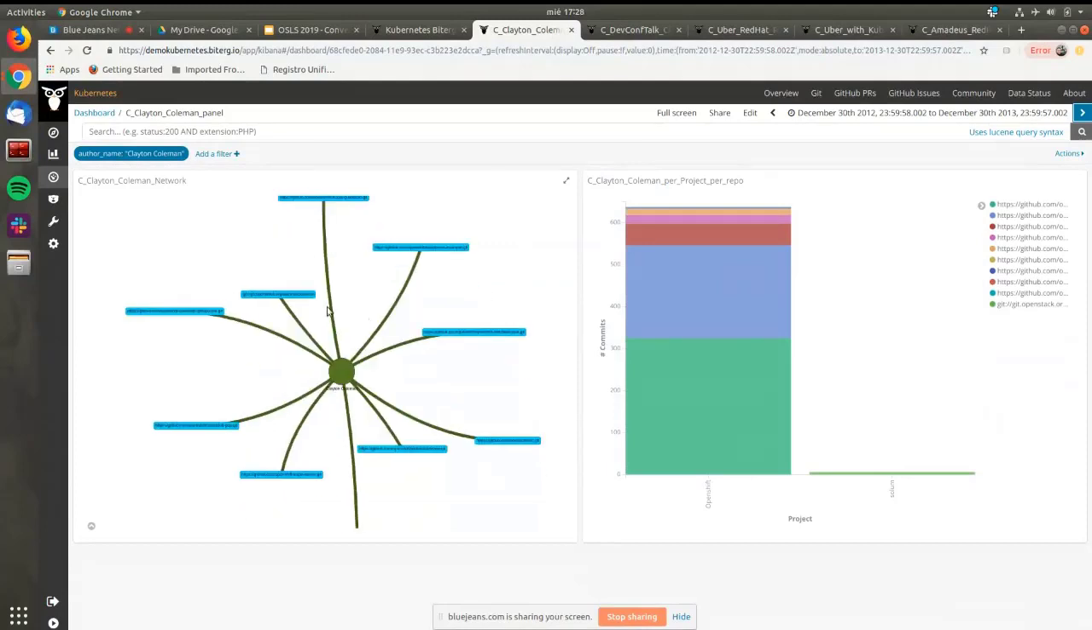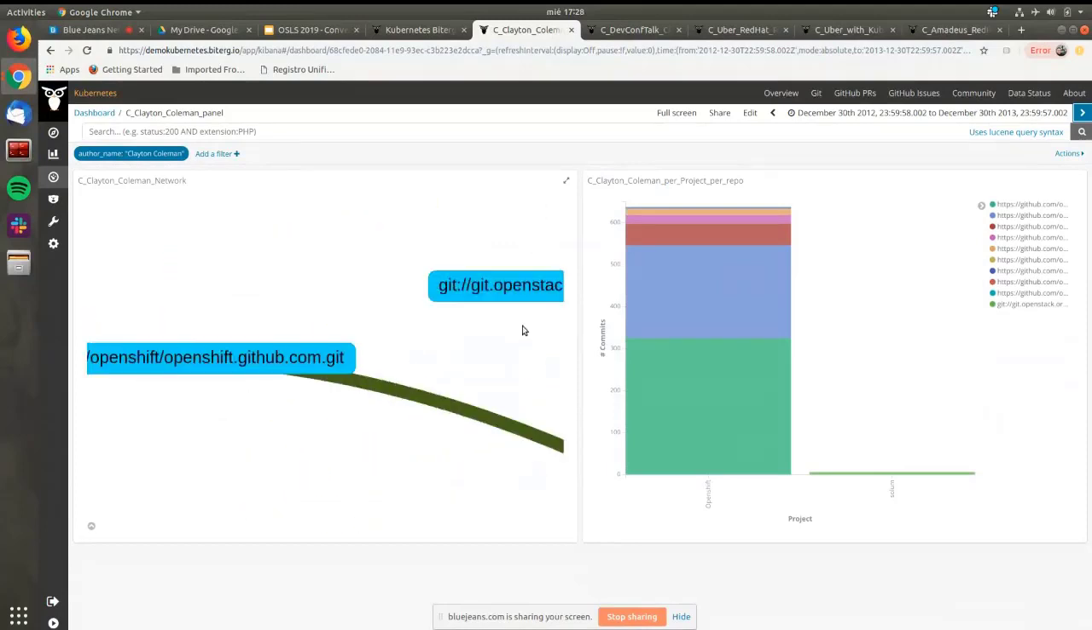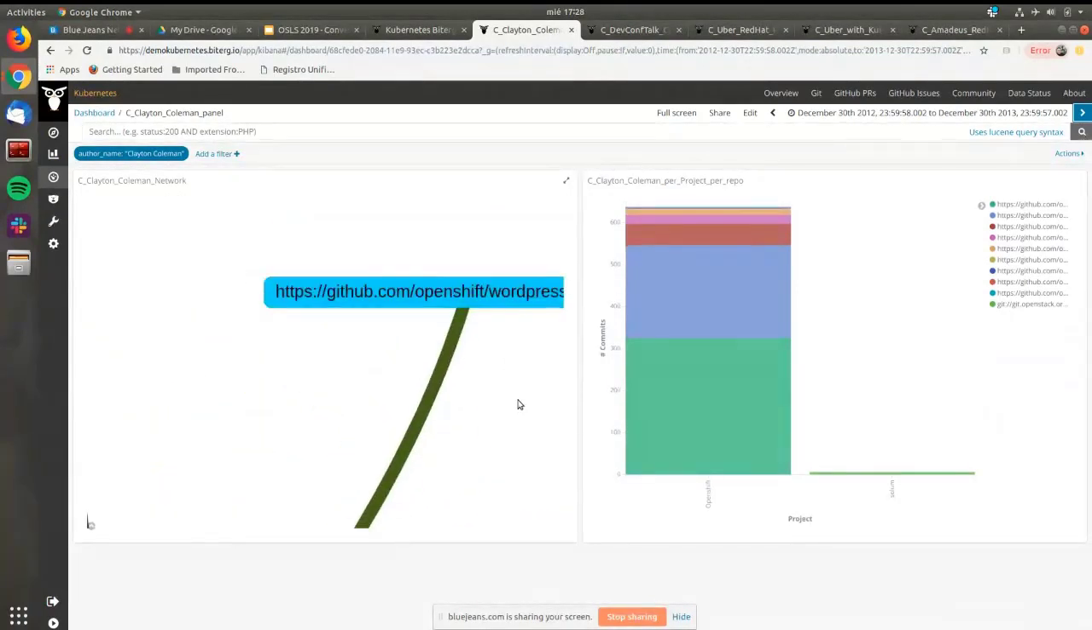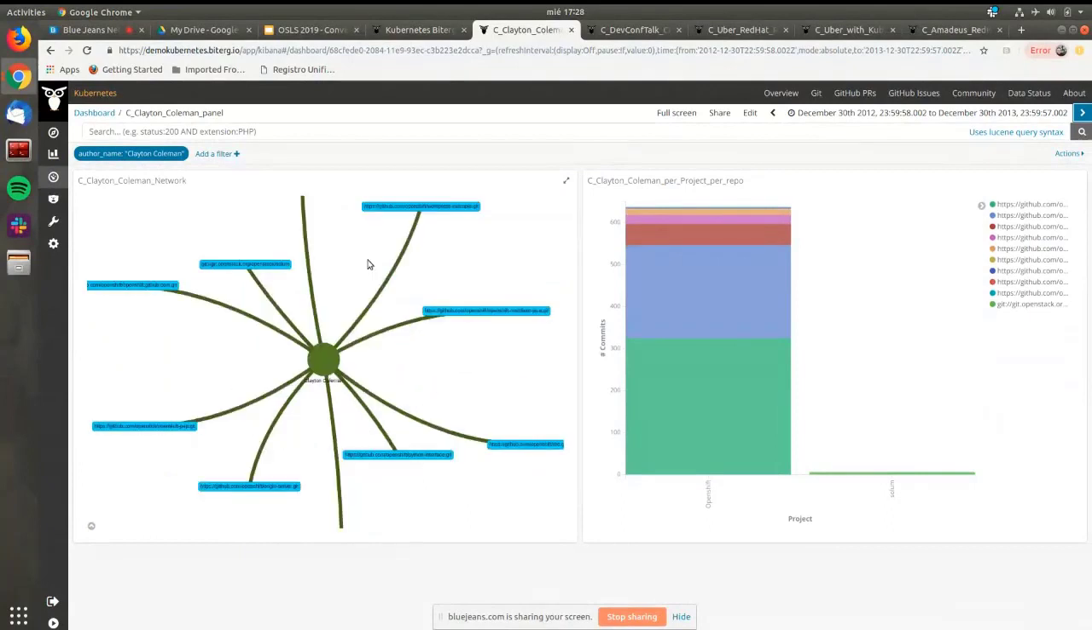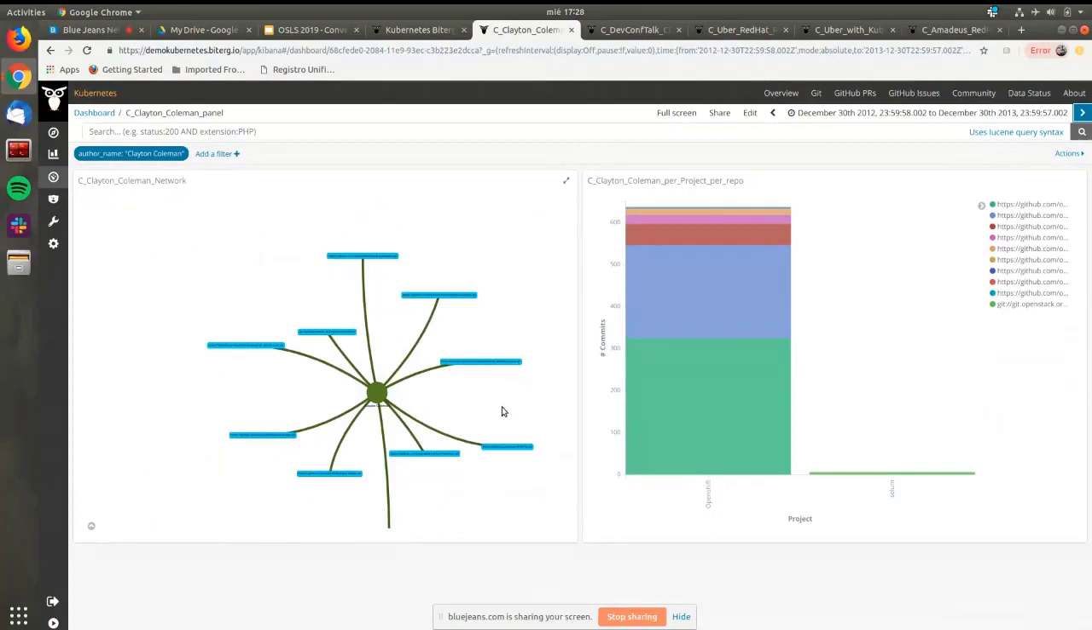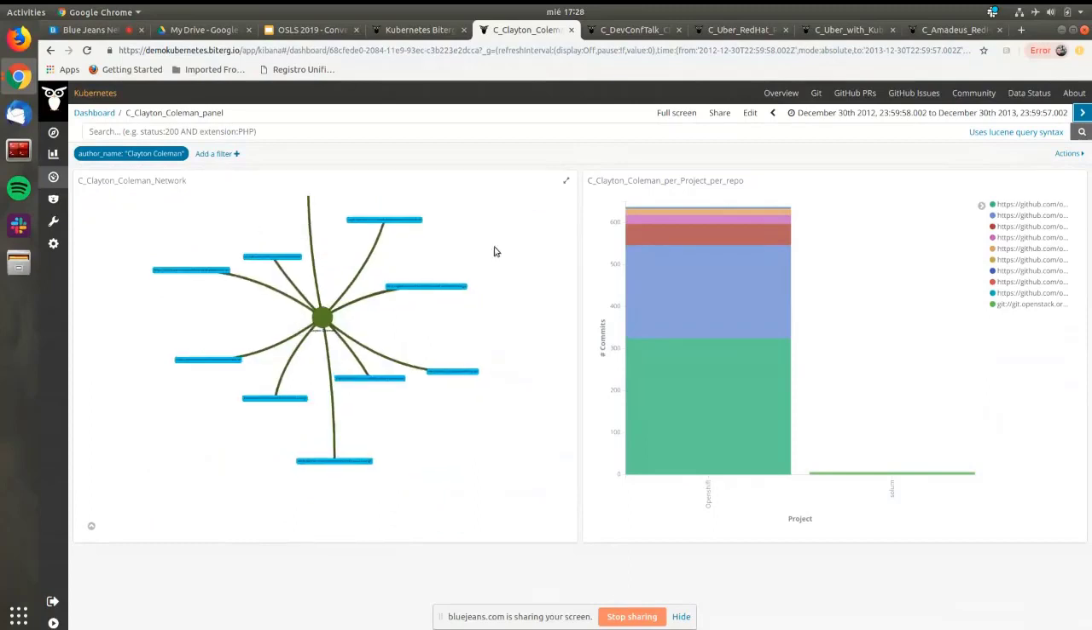Then we see this small chart here where we can look at the different repositories this developer has been working at. Remember that the big dot is the developer, and the blue rectangles are the several repositories this developer has been working at.